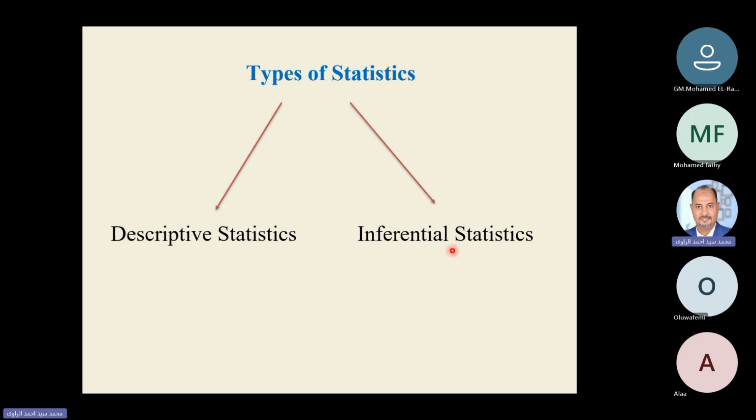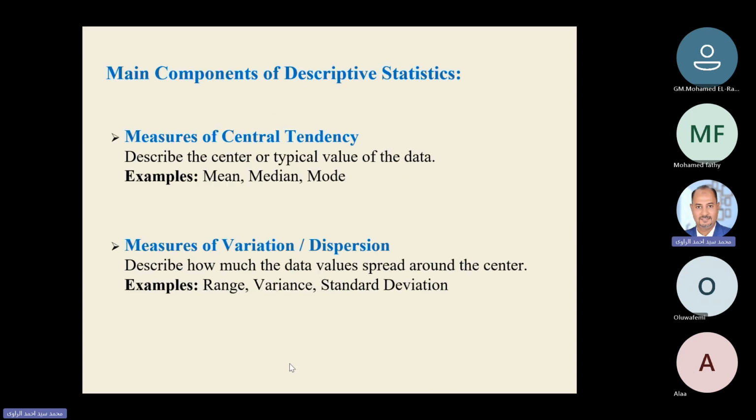So inferential statistics use descriptive statistics to deduce a conclusion and make a decision about the sample data, if we can accept this data or not, or what we can do with it. When we discuss descriptive statistics first, it has two main components: measures of central tendency and measures of variation or dispersion.